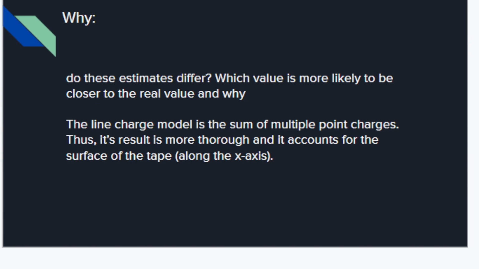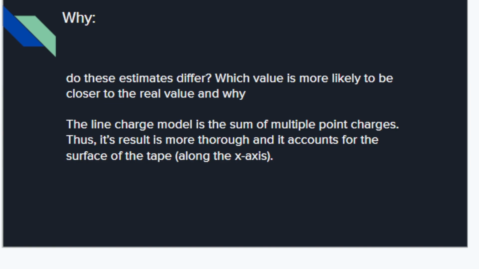Think about the first lab, where we just had one single point charge. You can't account for the length of the tape that way, since you reduce it all to one point charge. Whenever you reduce things to a single point charge, your approximation suffers. This model is much more accurate because we don't reduce it to a single point charge. We treat the tape as a line of multiple point charges, which is significantly more accurate compared to a point charge approximation.